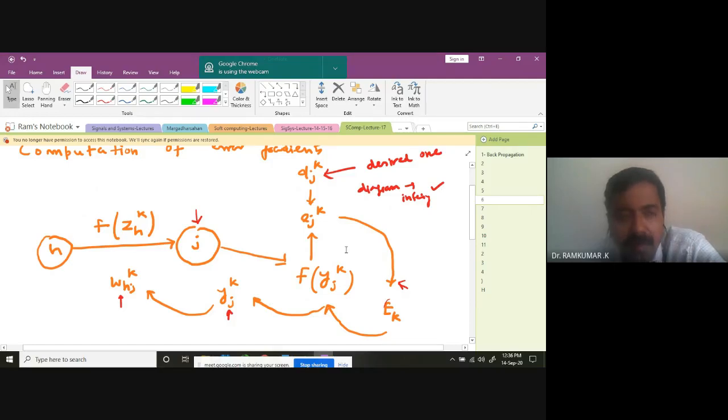Are we updating the weights related to the bias also, of the hidden layer and the output layer?